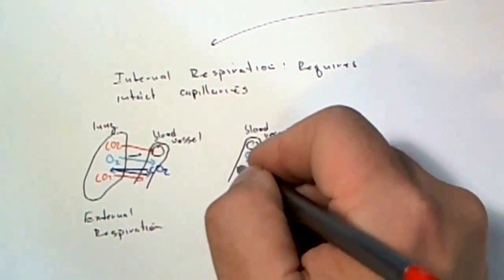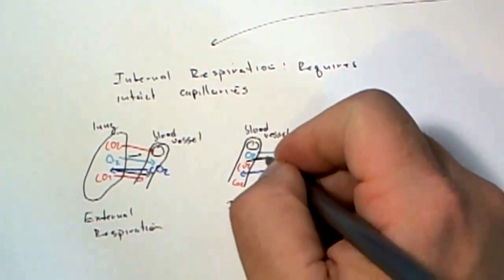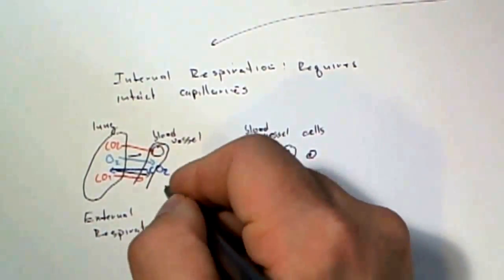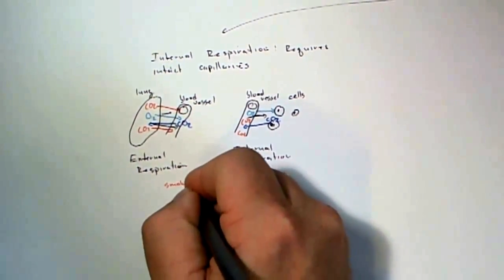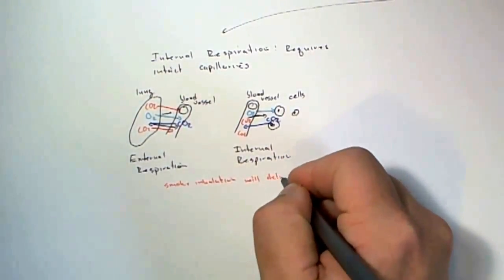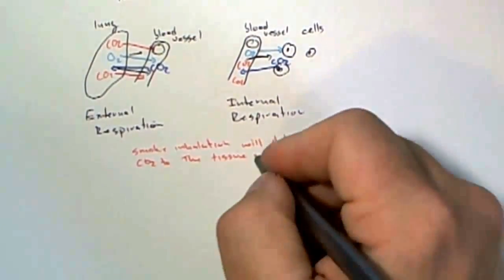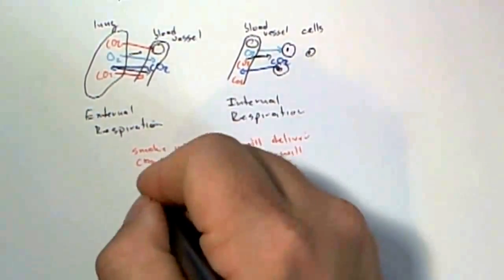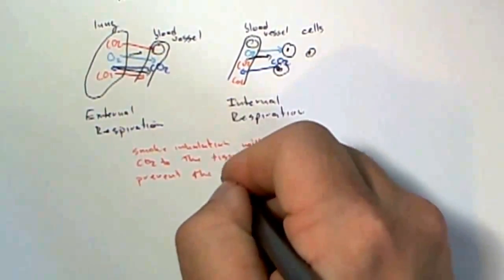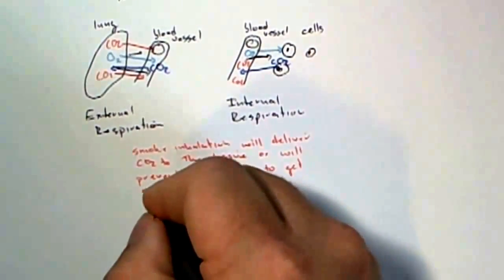The same thing can happen here, is if you deliver this CO2 because it loaded here, then you're going to be delivering CO2 to the tissue, which means it's going to be hard to offload CO2. So things like smoke inhalation will deliver CO2 to the tissue. Or probably more accurately, will prevent the ability to get rid of CO2.